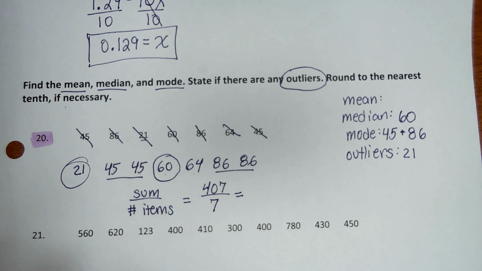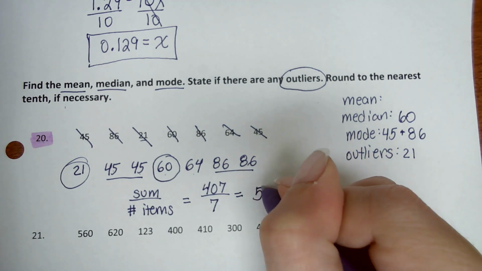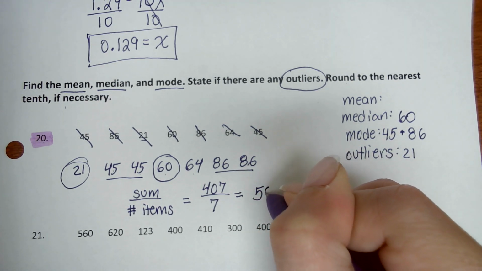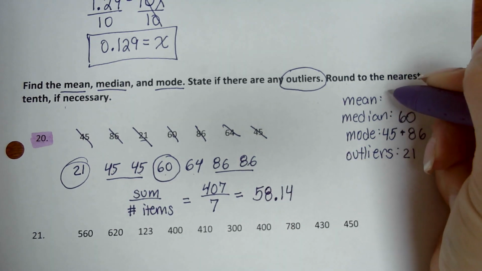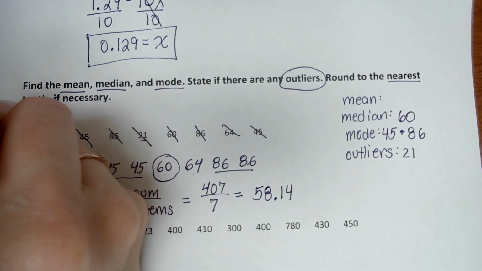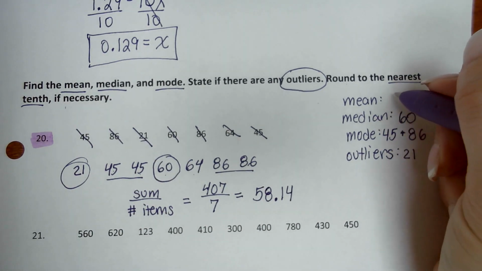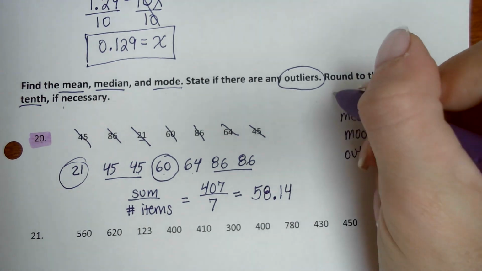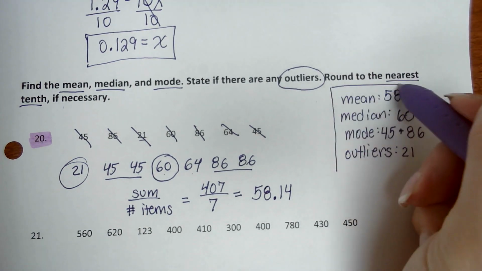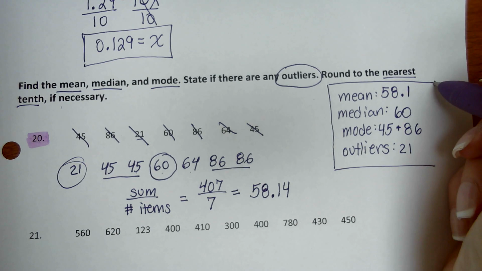So 407 divided by 7, our median, or our mean I should say, is 58.14. But it tells us to round to the nearest tenth. So that's going to be 58.1. And there is my final answer.